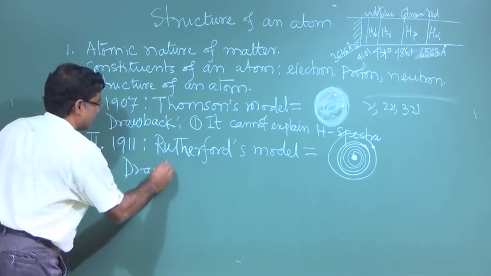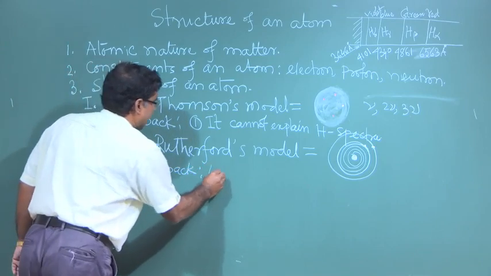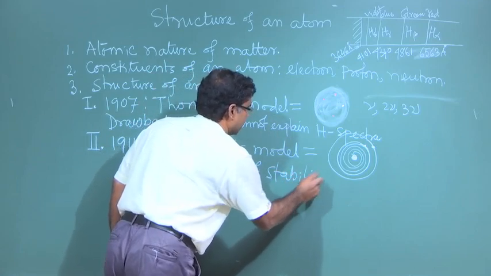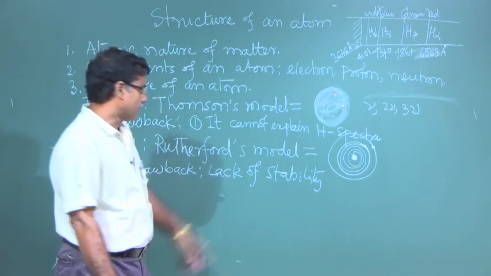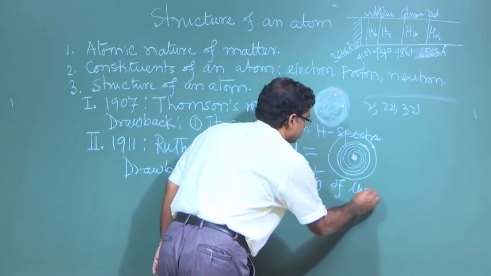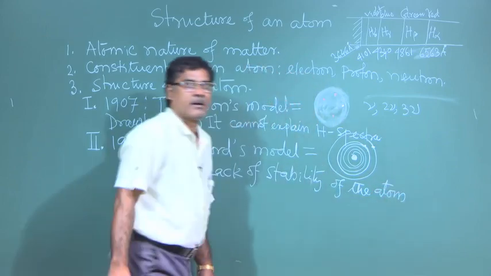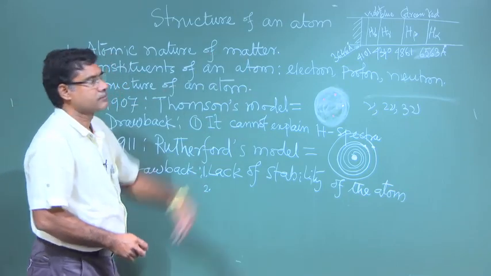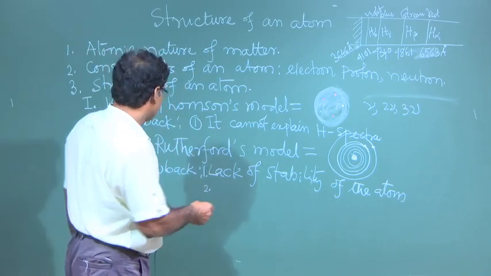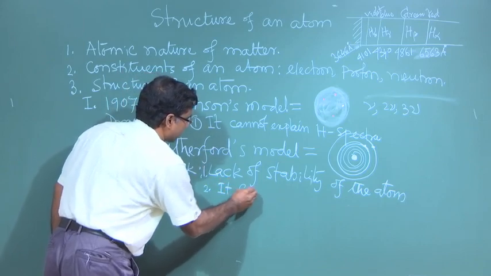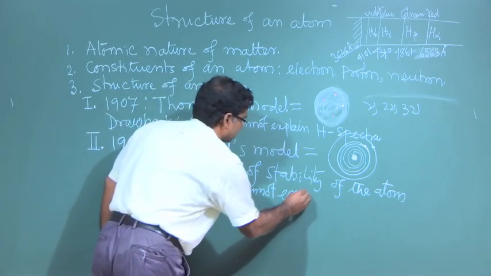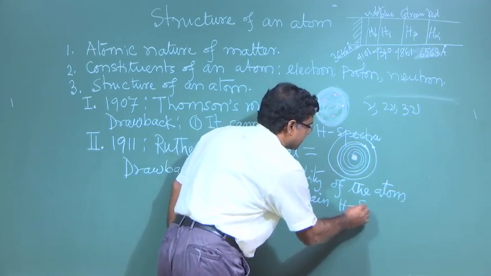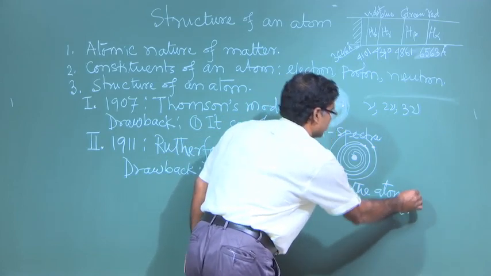So the drawbacks of this Rutherford model were the lack of stability of the atom, right, and also that it cannot explain the atomic spectra, the hydrogen spectra. Okay.